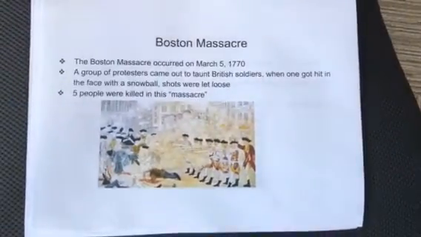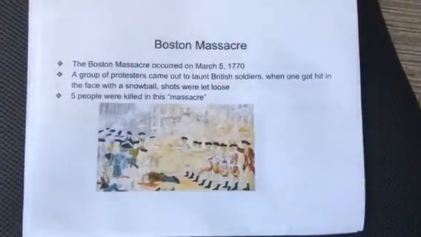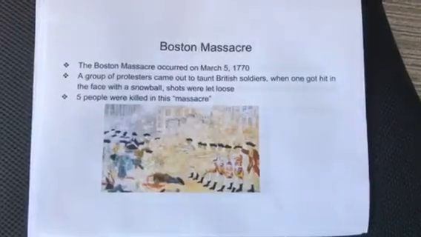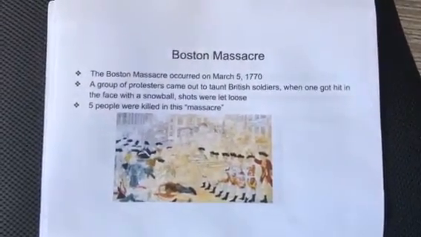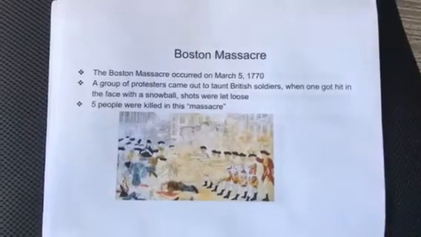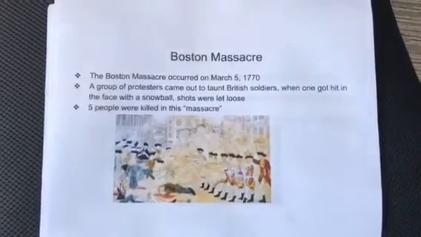The Boston Massacre occurred on March 5, 1770. A group of protesters came out to taunt British soldiers when one got hit in the face with a snowball. Shots were then let loose. 5 people were killed in this massacre.